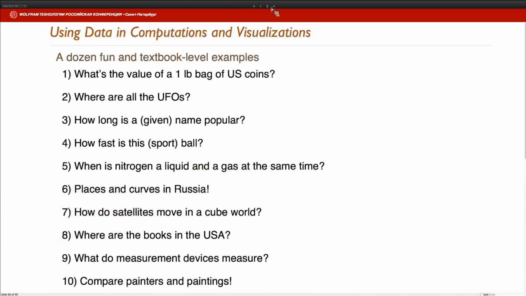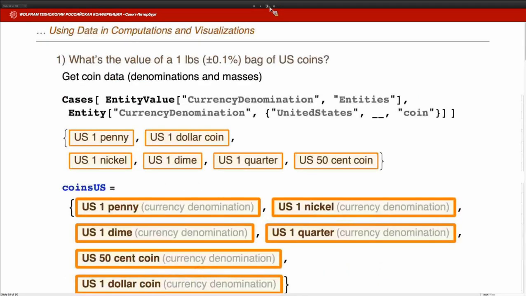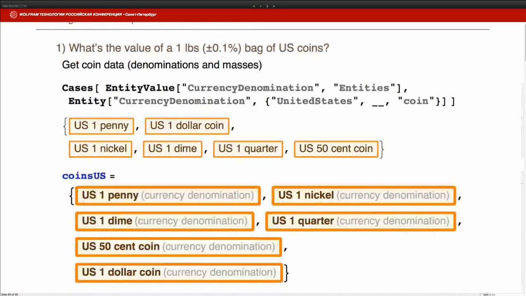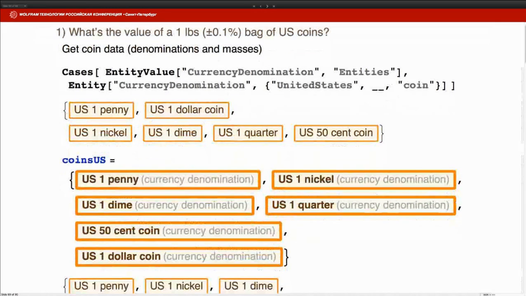So, a couple minutes left. So I have a set of examples. There's not enough time to go through all of them. So let's just go through a few of them. Assume somebody gives you a one-pound bag of US coins, and assume the one pound is measured within 0.1%, which seems reasonable for a decent supermarket scale. And somebody asked, what's the value of this?